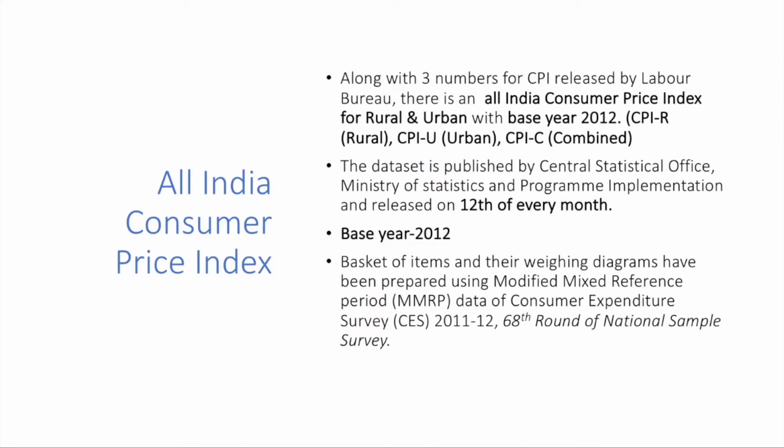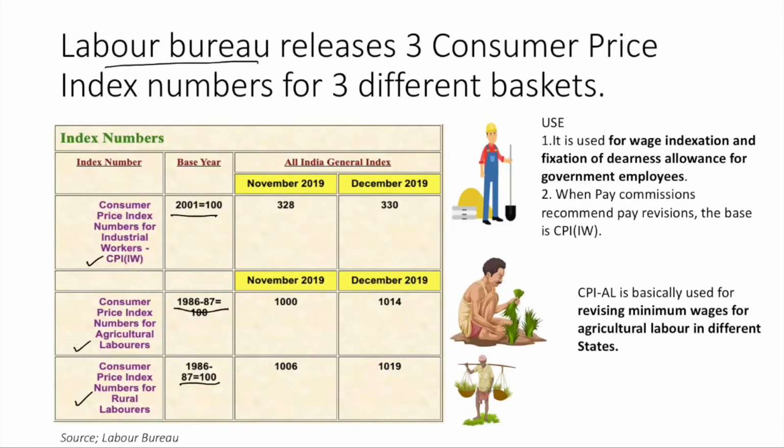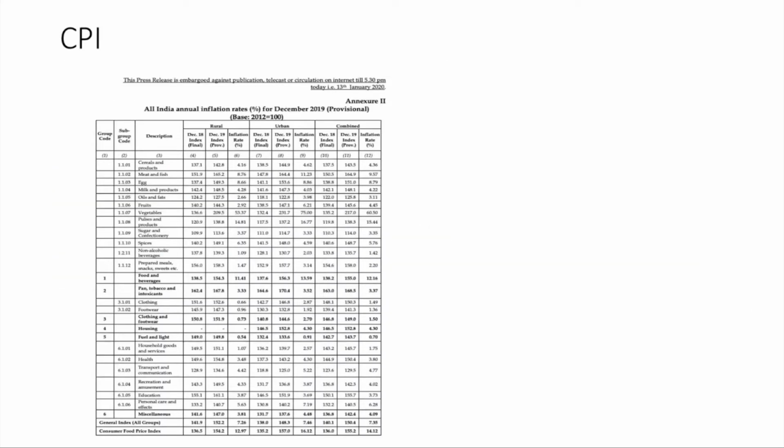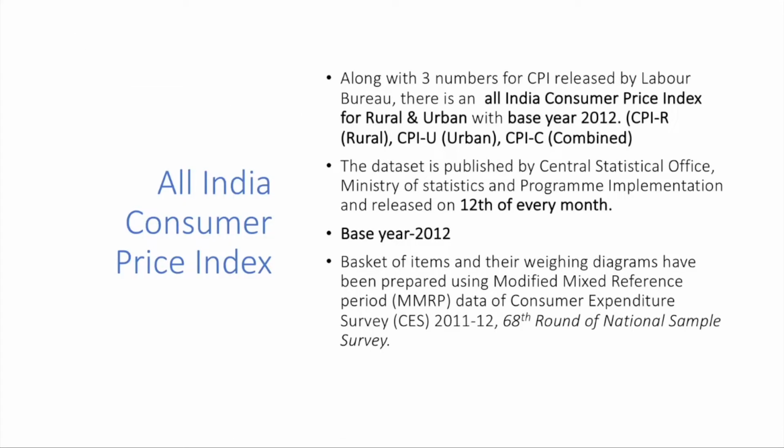Along with these three CPI numbers, there is an All India Consumer Price Index. This is the format in which CSO releases CPI. This All India Consumer Price Index is given by Central Statistics Organization. The base year for it is 2012, and the data to compile this index, All India Consumer Price Index, is given by Consumer Expenditure Survey and National Sample Survey. Okay.